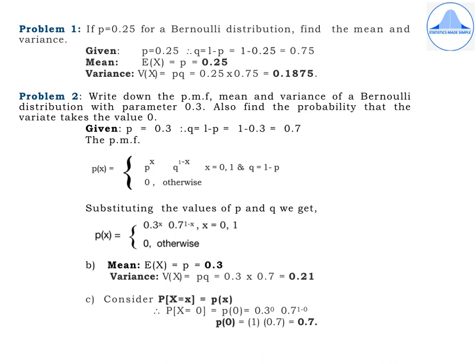Now the question is to find the probability that the variate takes the value 0. So where you have small x, replace it by 0. So you get P of capital X equal to 0 is equal to small p of 0, which is equal to, now in the PMF wherever you have x, replace it by 0. So you get 0.3 to the power 0, 0.7 to the power 1 minus 0. So any number to the power 0 is 1. So the final answer is P of 0 is equal to 0.7. Or in other words, the probability that the variate takes the value 0 is 0.7.